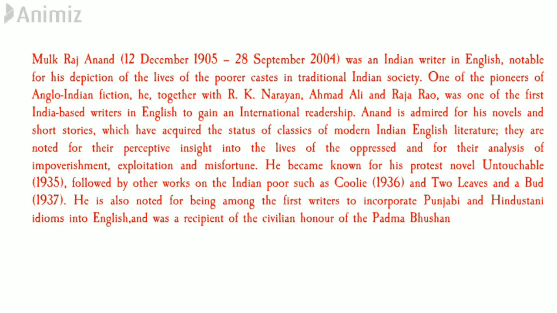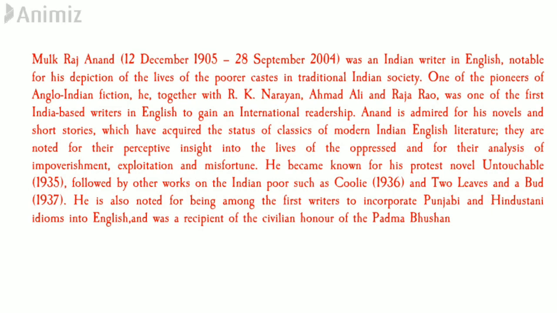Now, you might remember that in the previous two lectures, lecture 1 and lecture 2, I covered two prominent Indian writers and poets, Henry Louis Vivian Derozio and Toru Dutt. Both were very good in their own ways, but Mulk Raj Anand, along with R.K. Narayan, Ahmad Ali, and Raja Rao, was one of the first India-based writers in English to gain an international readership. We have already understood that Mulk Raj Anand's writing inclination was towards the poorer castes. He used to reflect in his literature and depict the underprivileged sections of our society.